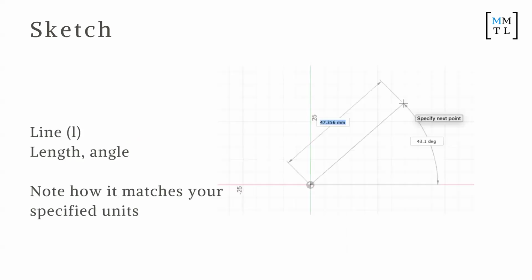So the most basic sketch tool you're gonna use is a line. And there's basically two things that you can specify with the line. You can specify the length and also the angle from the first point where you click it. Line and see what happens.